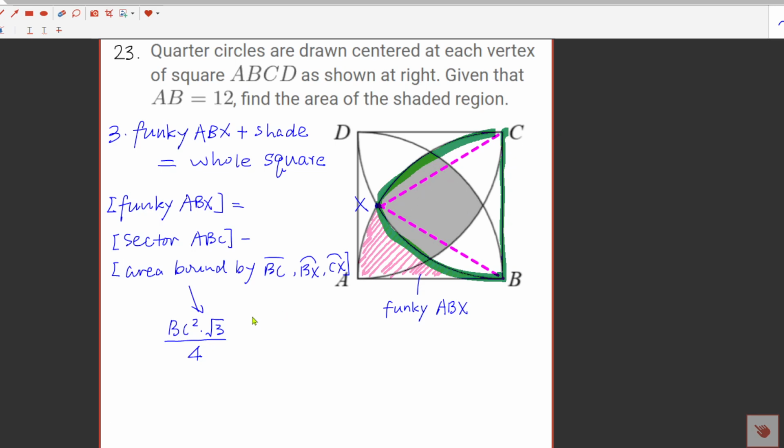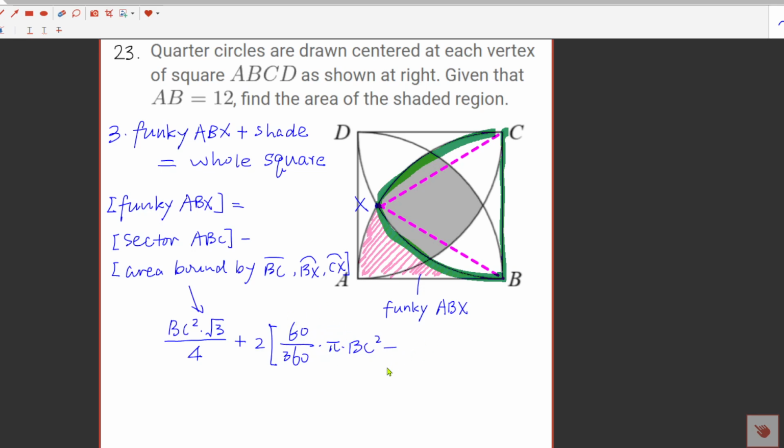Equilateral triangle BCX plus the two segments, which are here and here, right? Can you follow me? I'm not gonna write all the descriptions here, so please follow me. Plus twice the segment, which is 60 over 360 times pi BC squared. That's the corresponding sector, right?